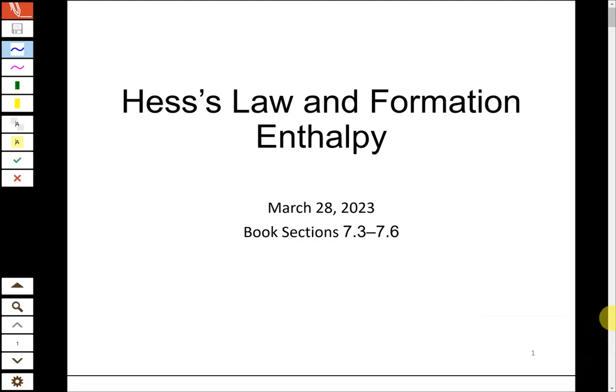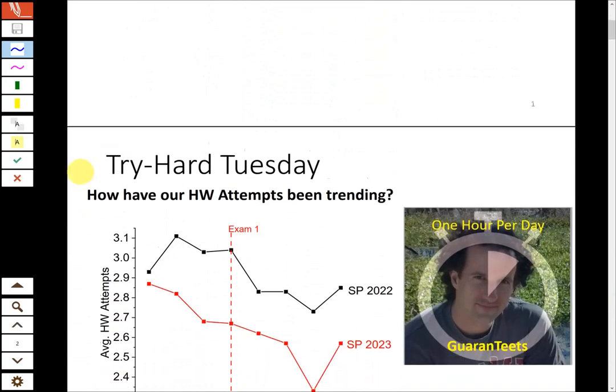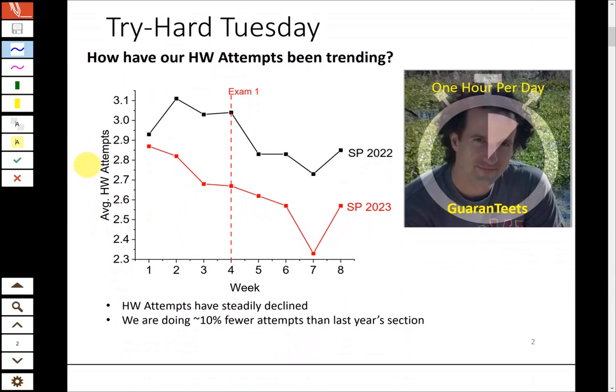So we're going to continue on with things related to enthalpy and calorimetry today. Before I get into that, since it is Tuesday, I wanted to take a quick look at our homework attempts per week. So this is plotting the average number of homework attempts per student in each week of the semester so far. We're past the halfway point at this time.